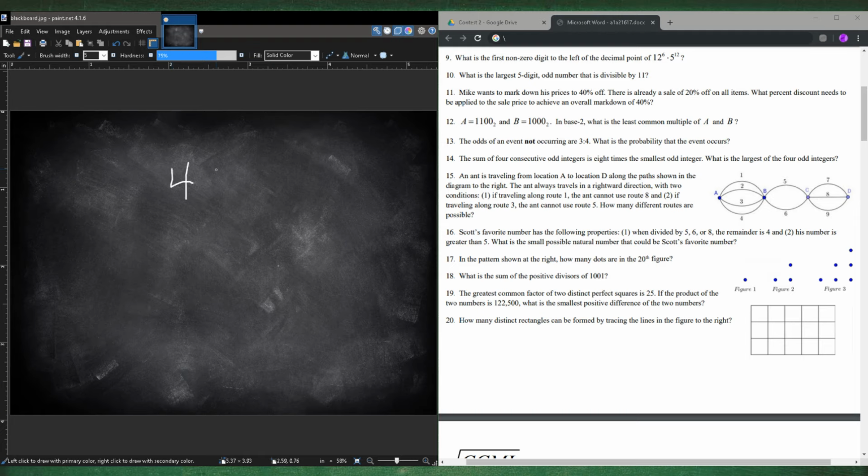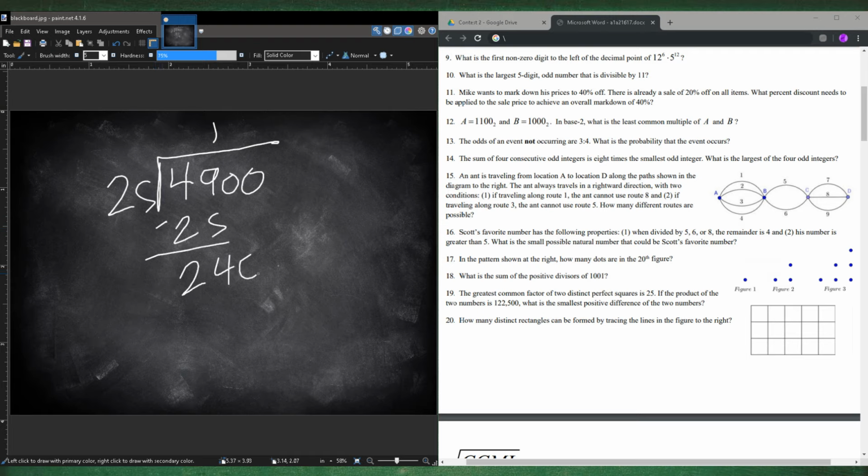So 4,900, and then divide that by 25, because it's 25 times the coefficients for the first number times 25 times the other coefficients for the other numbers. So divide by 25 here, we have 1, that's minus 25. You get 24 and 0. So you put 9 here again.